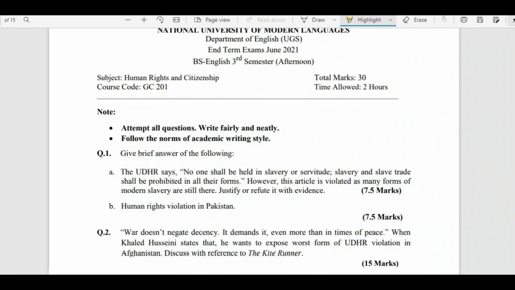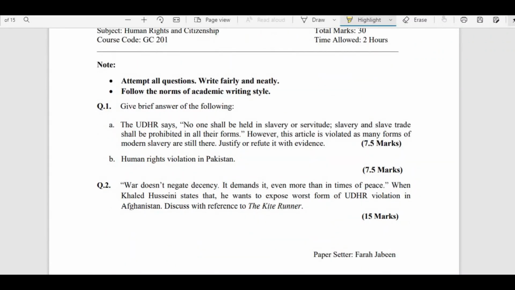Question number 1: give brief answers to the following. The UDHR, Universal Declaration of Human Rights, says that no one shall be held in slavery or servitude. Slavery and slave trade should be prohibited in all their forms. However, this article is violated as many forms of modern slavery still exist. So you have to justify it. Yes, there are modern forms of slavery as well, child labor, sexual slavery, and many kinds of slavery are still in practice today.